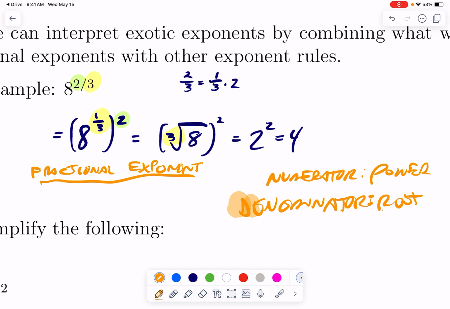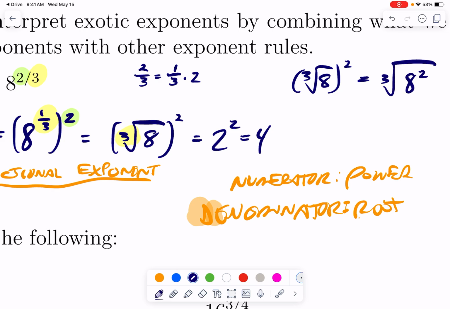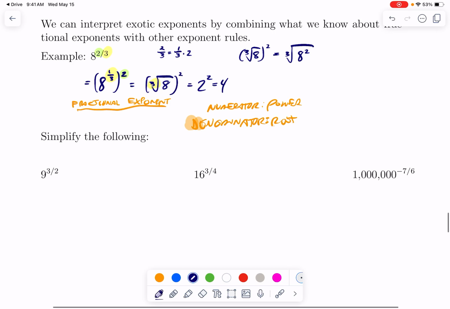And you can do them in either order. So just FYI, I wrote this as the cube root of 8 squared, but that's actually the same as the cube root of 8, squared. Sometimes one version will be easier than the other, but they will give you the same answer. So with that in mind, try these examples.